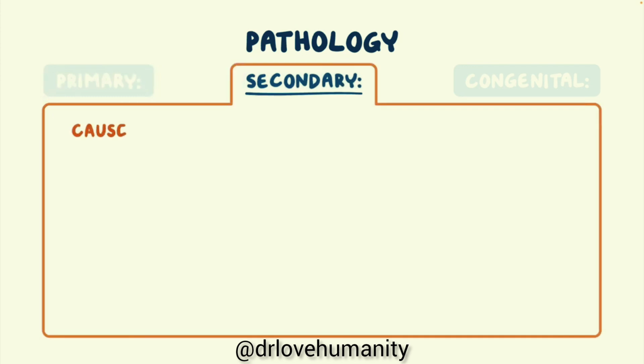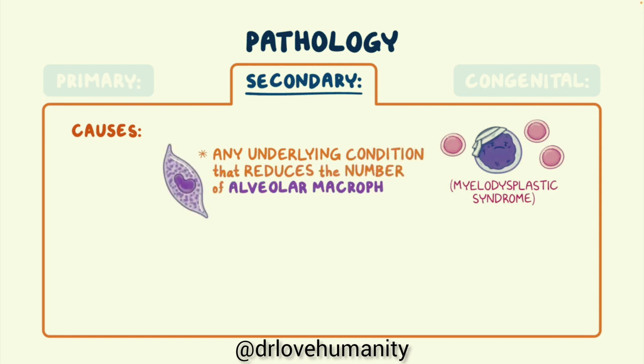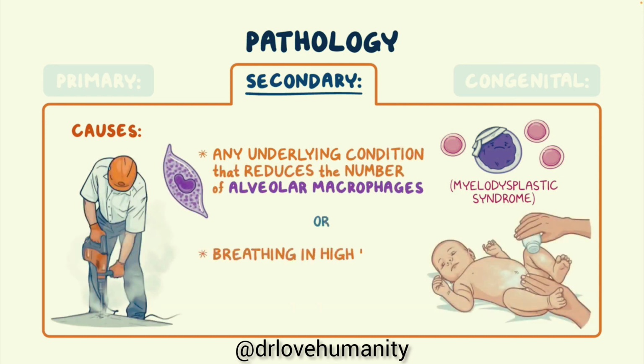Secondary PAP can be caused by any underlying condition, such as myelodysplastic syndrome that reduces the number of working alveolar macrophages, or by breathing in high levels of environmental toxins such as silica and talc.